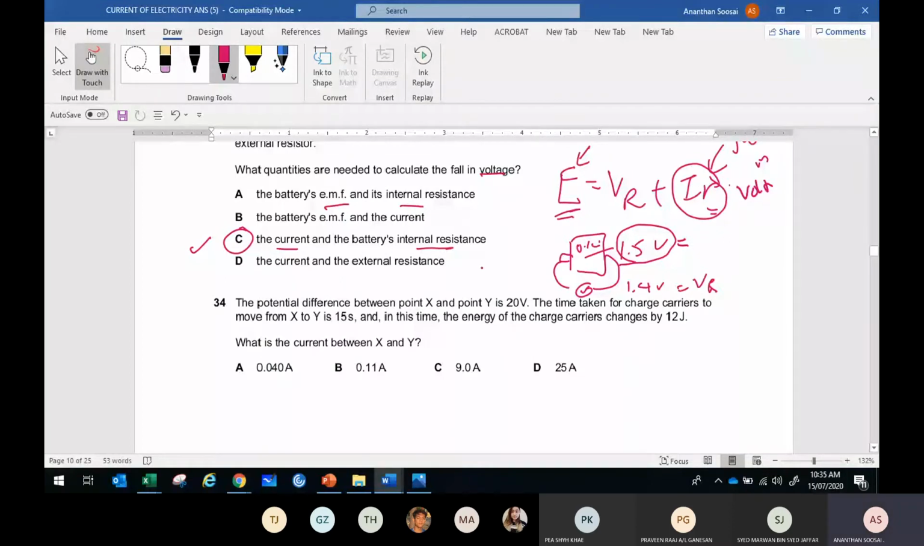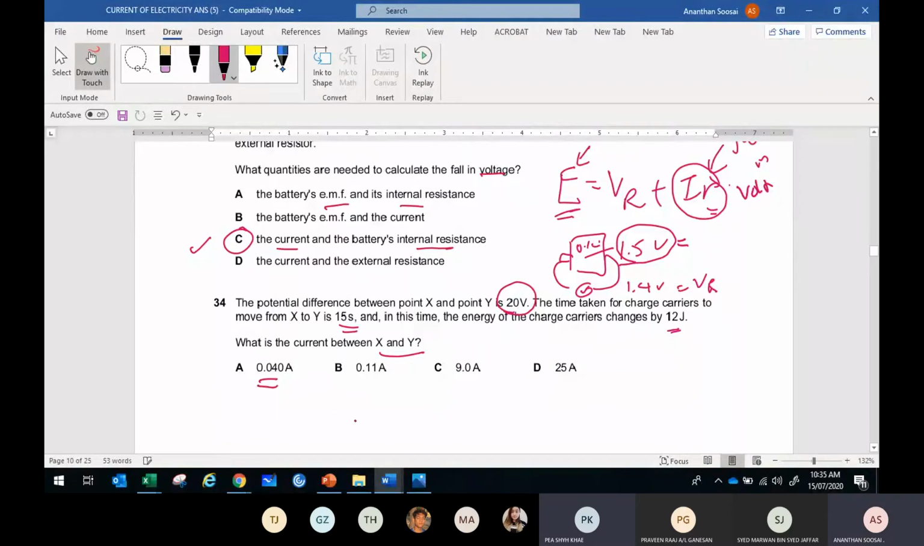So what is the current between X and Y? The voltage between X and Y is 20 volt. The time taken for the charge carrier to move from X to Y is 15 seconds. Time given, voltage given. The energy of the charge carrier changes by 12 joule. 12 joule of energy has been transferred. What is the current between X and Y? Is it A?